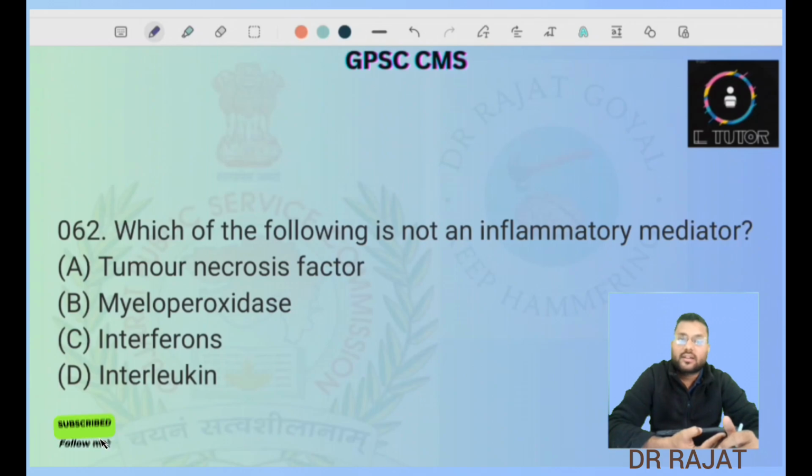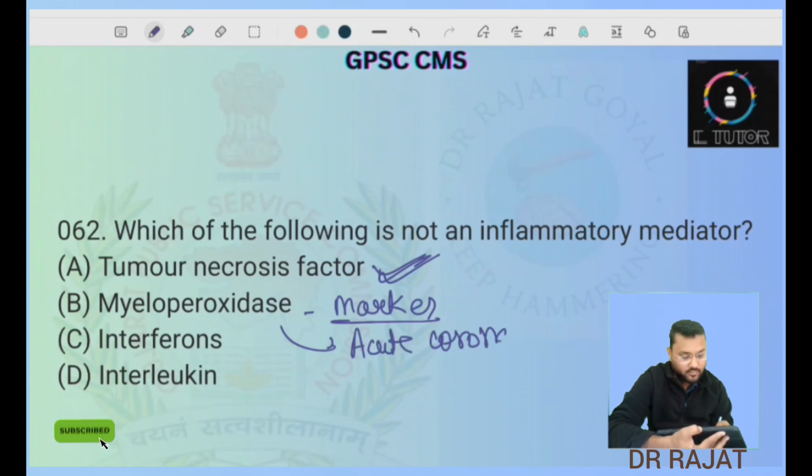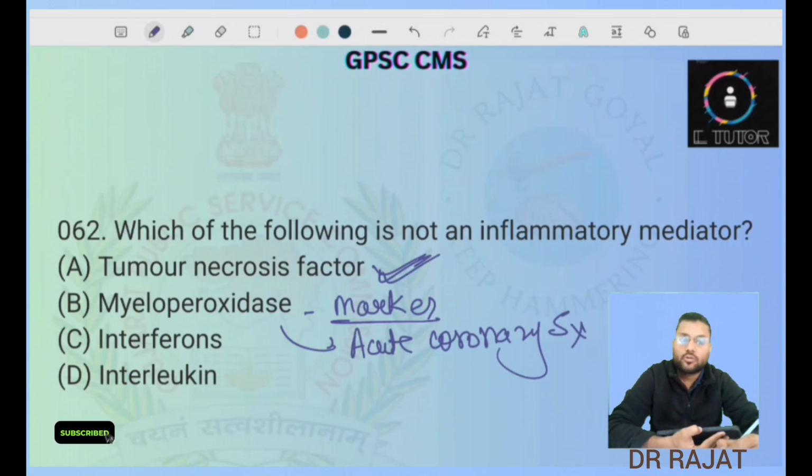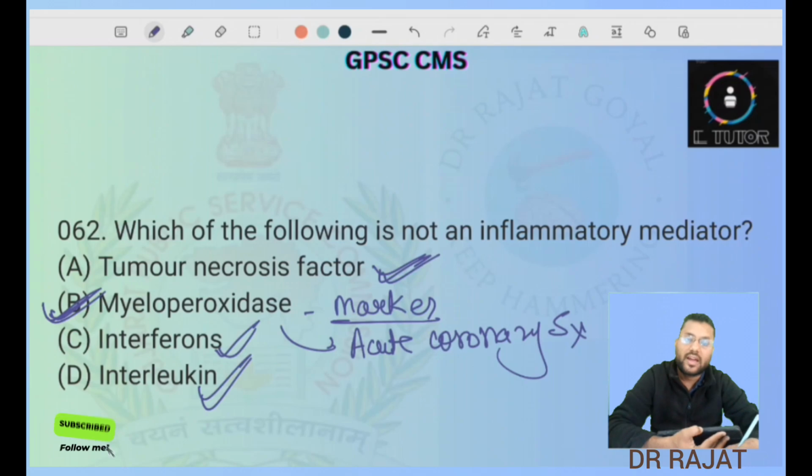Next question is, which of the following is not an inflammatory mediator? So first option is tumor necrosis factor. We know that it is an inflammatory mediator. Myeloperoxidase is also a kind of inflammatory mediator, but it is mainly an inflammatory marker. So it is a marker. And nowadays myeloperoxidase is also used in the case of acute coronary syndrome. Interferons, yes, interferons are inflammatory mediators, and interleukins are again inflammatory mediators. So here the best answer will be myeloperoxidase, which is a marker, and it is nowadays most commonly used for acute coronary syndromes.